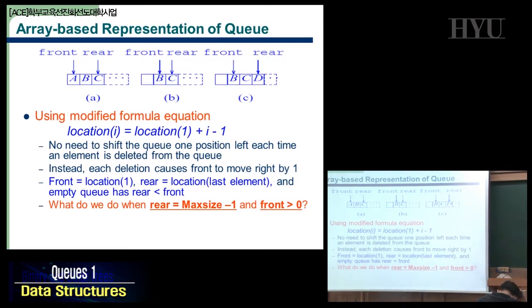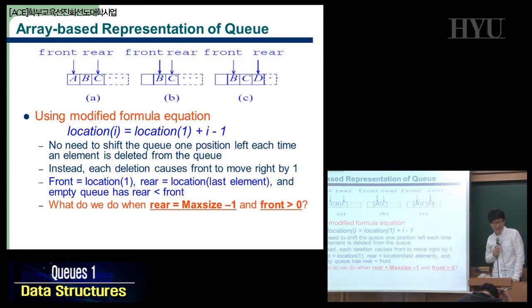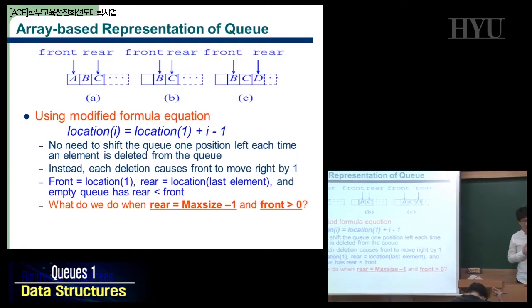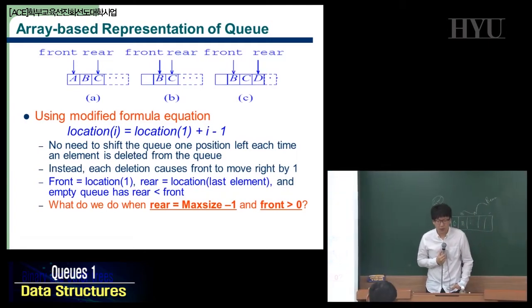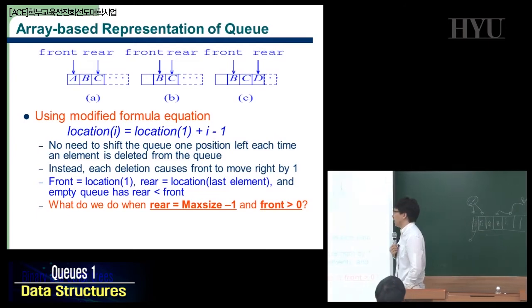No need to shift the queue one position left each time an element is deleted from the queue. Shifting by one is a costly operation. So instead, each deletion causes the front to move right by one. It's a simpler way. I mean, we're just moving the pointer itself, adding one or two. It's a simple addition operation, so it's not a costly operation. So we're going to move front to the right by one every time we encounter a dequeue, removing elements.